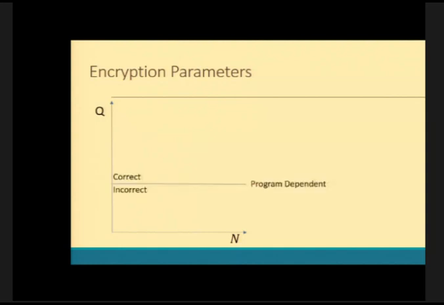So if the value of q is smaller than that, then the program would be incorrect. And this actually depends on the program. So if you make minor changes to the program, the value of q for which the program is correct might change. Right? And then for a given value of q, there's a minimum value of n for which the program is secure.